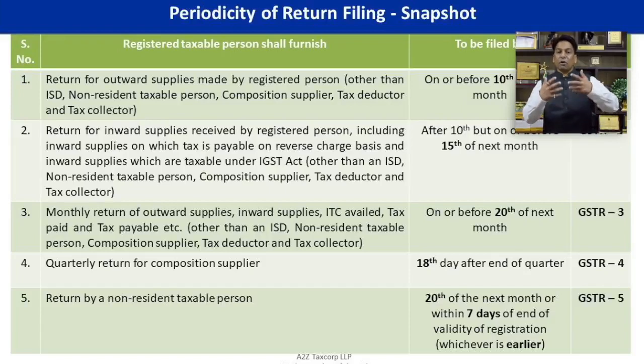And who can opt for composition dealer registration in GST? Trader, manufacturer, and restaurant. An important condition you should keep in mind: you can opt for composition dealer registration only when aggregate turnover is not more than 75 lakh rupees and you are not engaged in interstate outward supply, or you are not supplying goods through an e-commerce operator. So these are the exceptions. They cannot go for composition dealer registration.